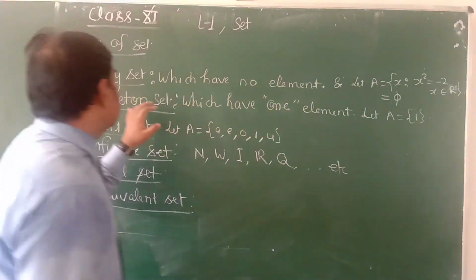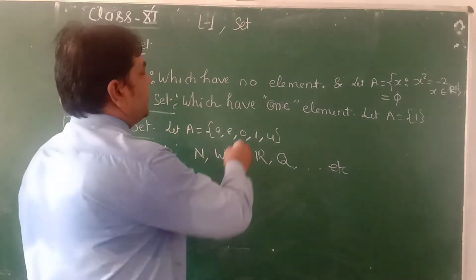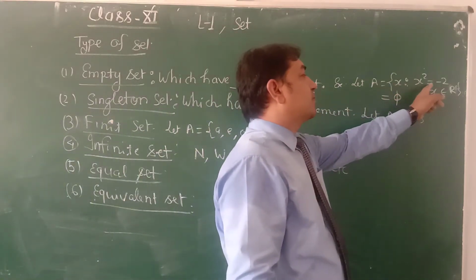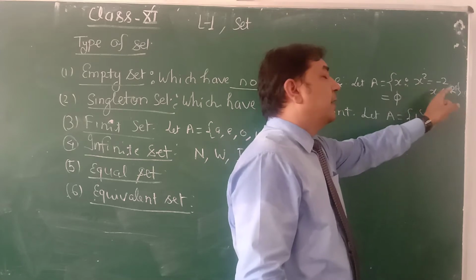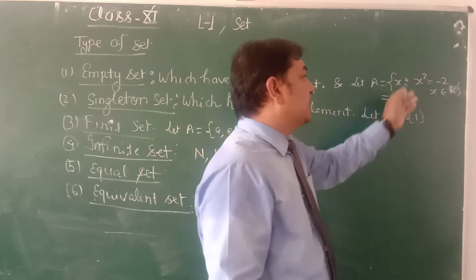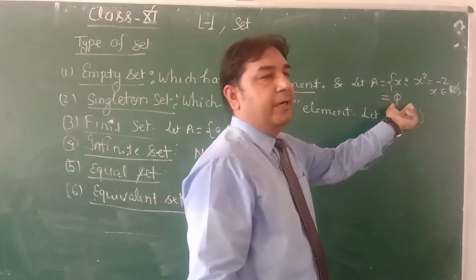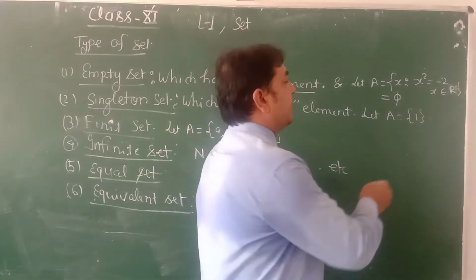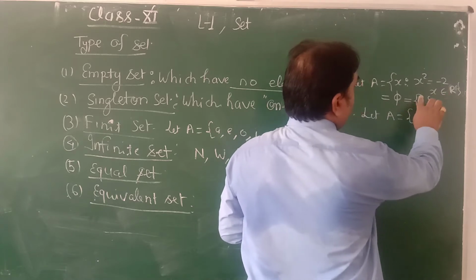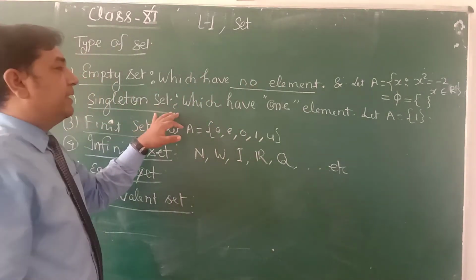The first type is the empty set. Empty sets are those sets which have no element. Example: A equal to {x such that x squared equals minus 2, x belongs to R}. There is no real number whose square is minus 2. So this set, written in set-builder form, has no element, so we can write it as phi. That is, in curly brackets there is no element. This is phi.